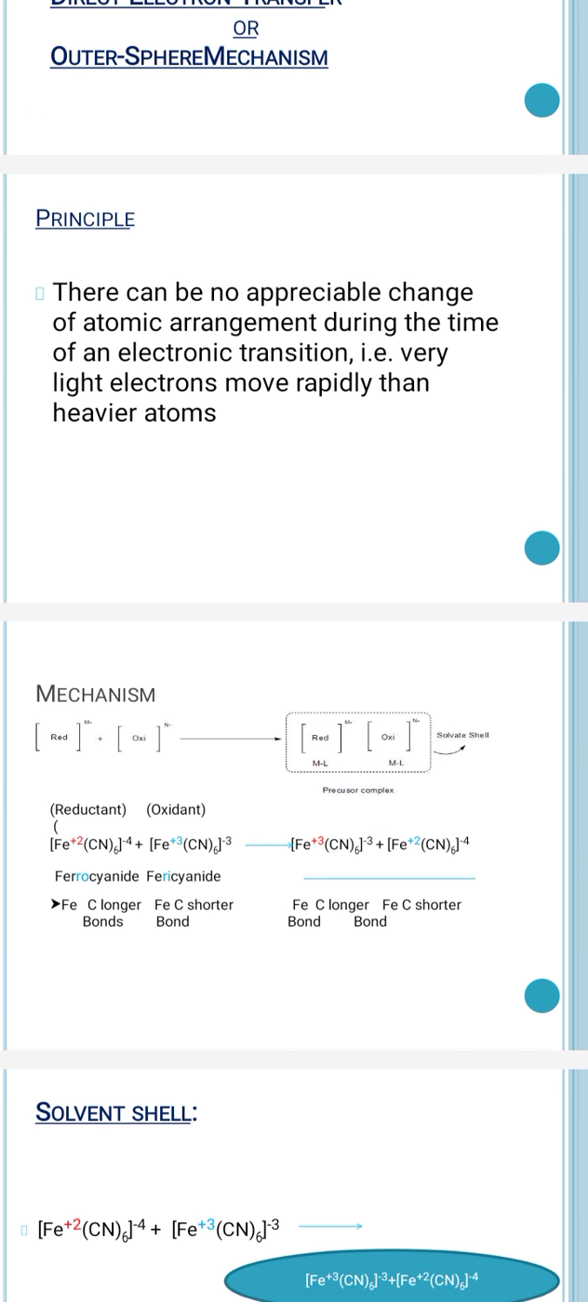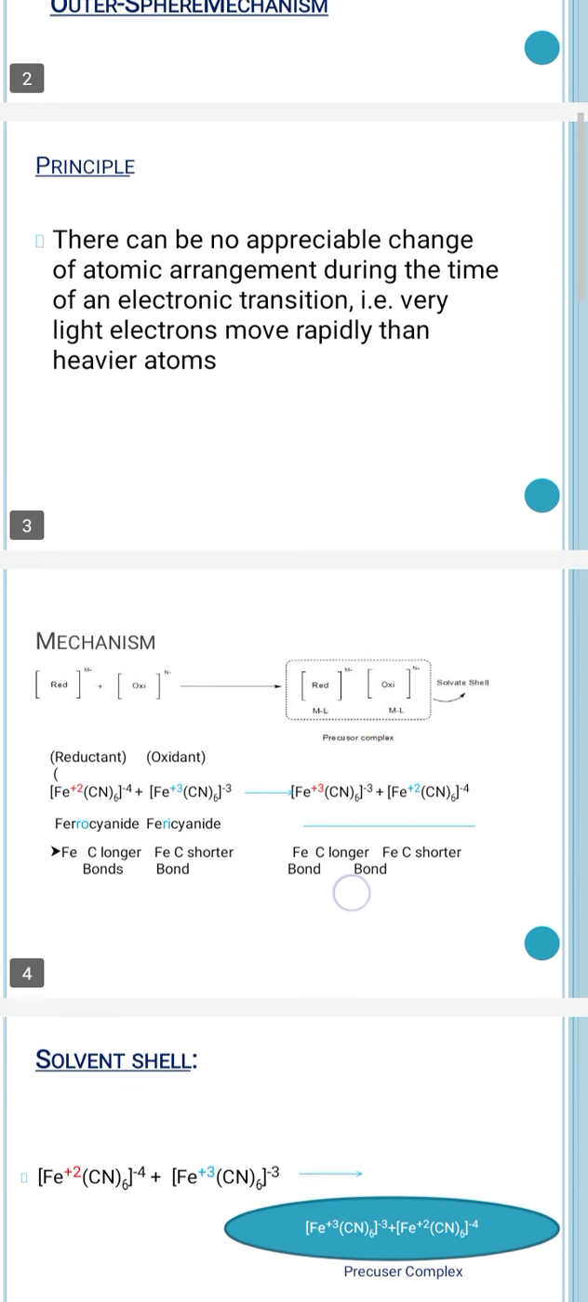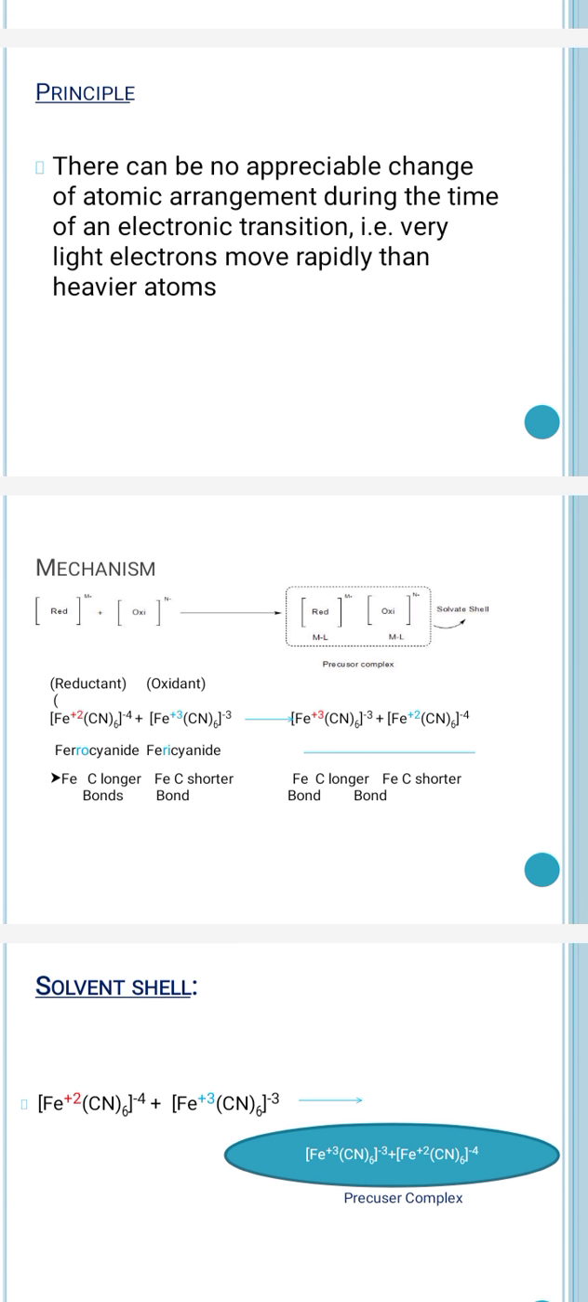There are two types of species. One is the reductant species and the second one is the oxidant species. When these species are close together, a precursor complex is formed, which is also known as a solvent shell. Examples of these oxidant and reductant species are given below. The reductant species may be ferrocyanide and the oxidant species ferricyanide.